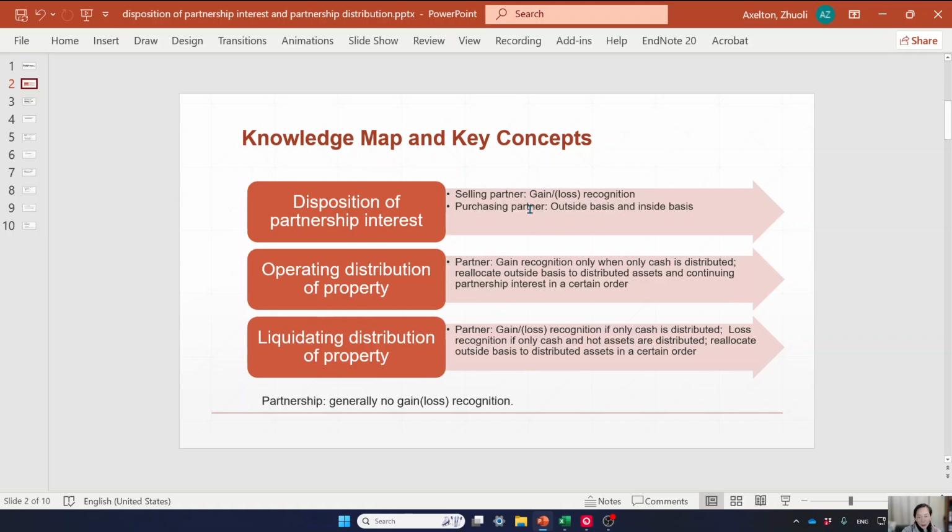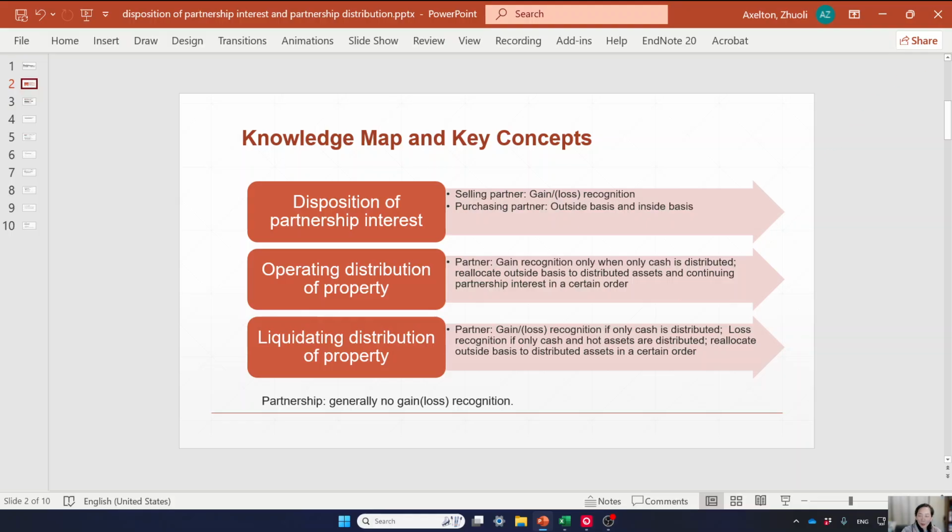So really the key here, as you can see in the beginning slides, is the gain or loss recognition and the characteristics of the gain or loss, if there's any gain or loss recognition, and also the basis for the property received in the distribution, as well as any outside basis change due to the distribution.